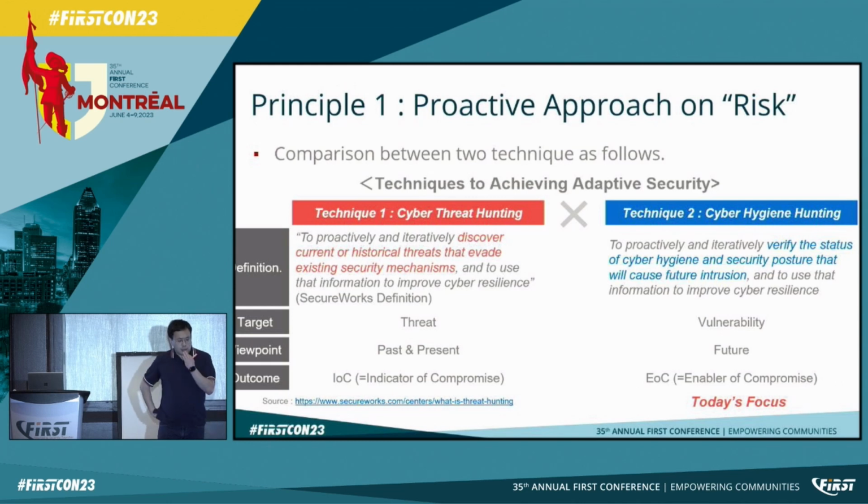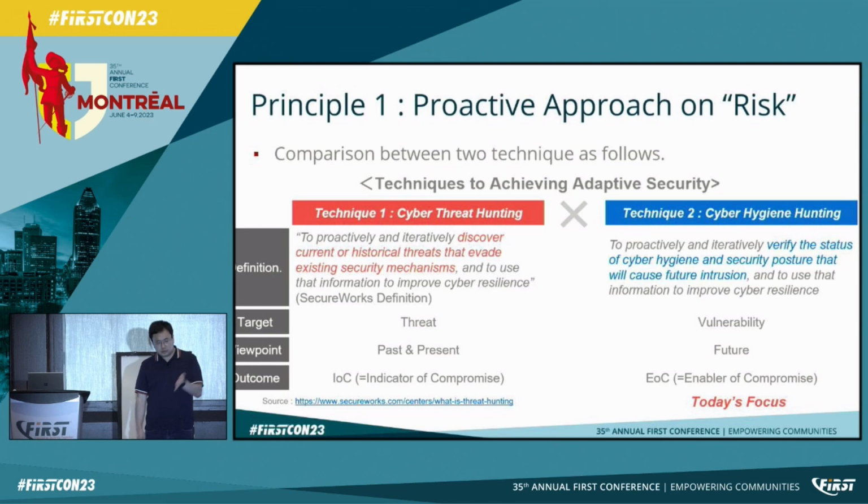Maybe some people want to know what the differences and similarities are between them, so I'd like to make a comparison chart here. Threat hunting has a bunch of definitions. Each vendor has its own, but I like the SecureWorks definition here. It says: proactively and iteratively discover the current or historical threats that evade existing security mechanisms. So it's focused on the threat, and the viewpoint is the past or present. The outcome is called the IOC, the indicator of compromise.